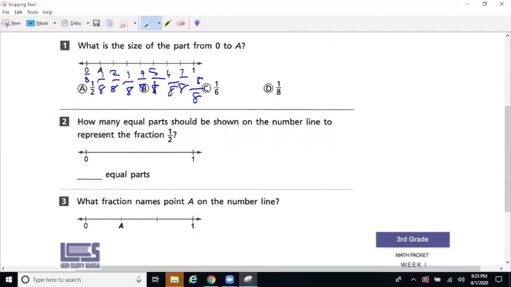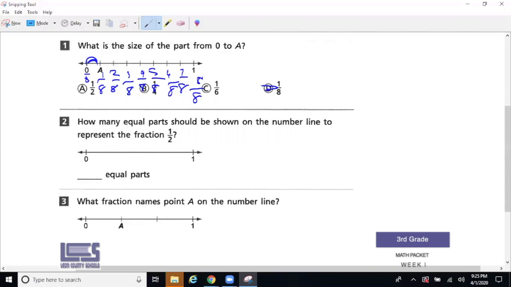Now, here are some things that we can gather from this information. We know that 8/8 is equal to 1 whole. So if we had all 8 pieces, then we would in fact have a whole. We also can see here that our part A is what our question is asking, which is: what is the size of the part from 0 to A? And we now know that from 0 to A, it equals 1/8.